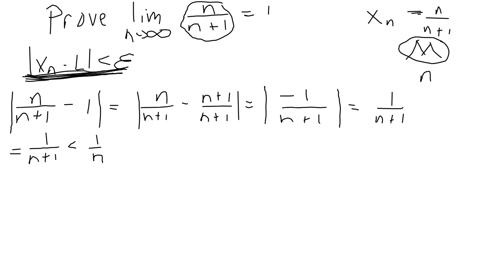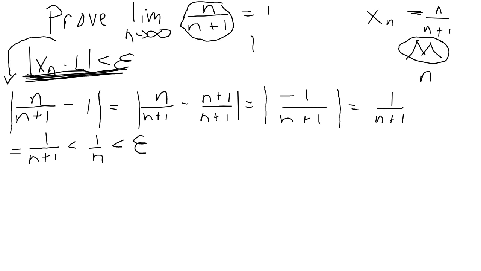Remember from the start, this whole absolute value thing right here was less than epsilon. So if 1 over n plus 1 is less than epsilon, and it is less than 1 over n, we can just use the 1 over n, so that is less than epsilon as well. Because we know it's less than that, all we need to do is show that 1 over n is less than epsilon. I'll make sure you understand what I'm saying.